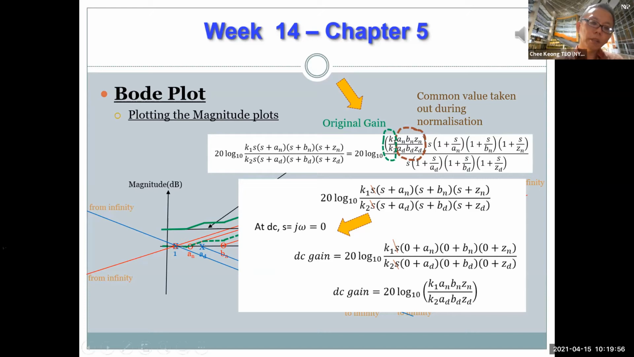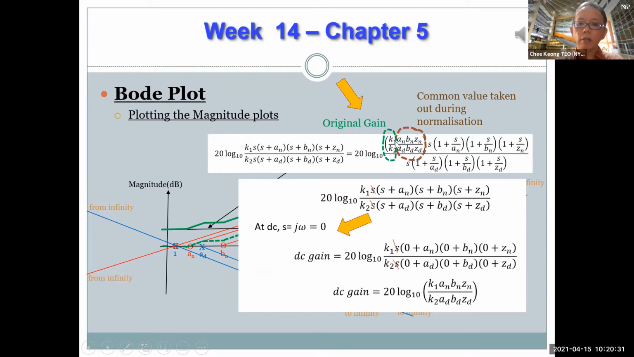Now, of course, just now when I explained to you, I didn't tell you whether K1 is the actual K value or K2 is the actual K value. In fact, if you were to think intuitively, you would think that K1 over K2 is the actual gain value. But because of the fact that we need to normalize, we need to take out the AN term. Remember, if you want to normalize this to 1, you divide by AN, you bring out 1 over AN. Likewise for the BN and ZN. Likewise for the denominator, it will be AD, BD, and ZD.